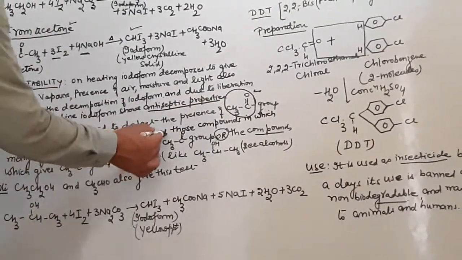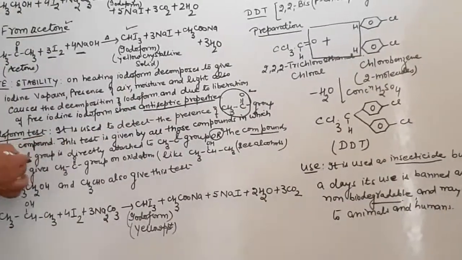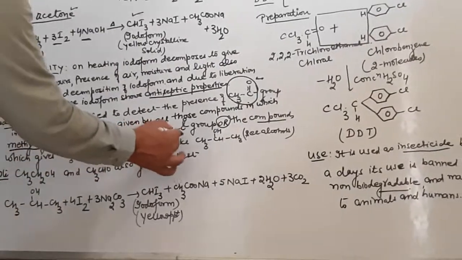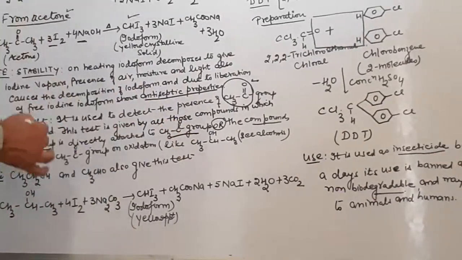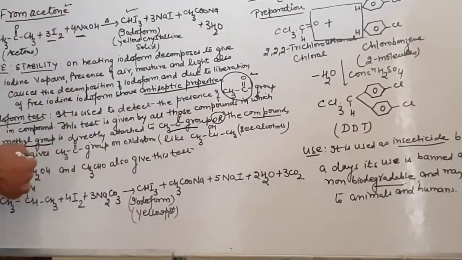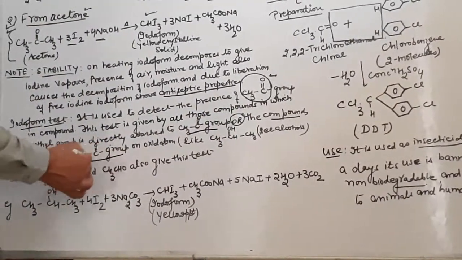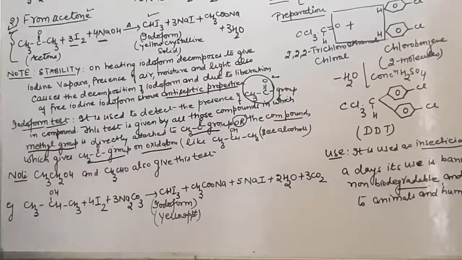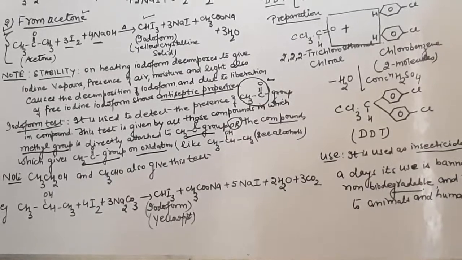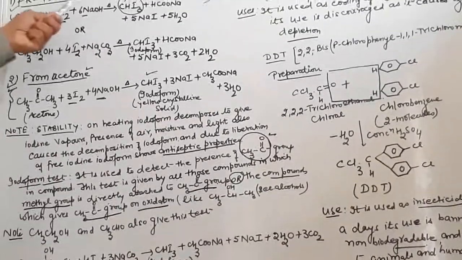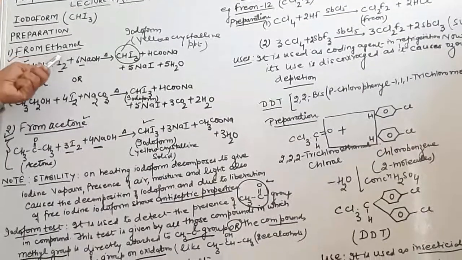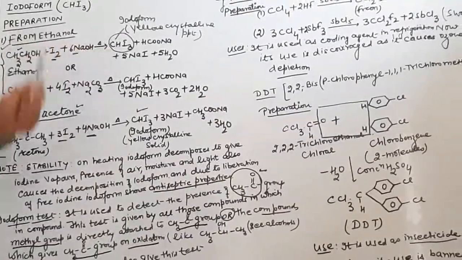This test is given by all those compounds in which the methyl group is directly attached to the aceto group. So all those compounds in which the methyl group is directly attached to the aceto group, or the compound which gives the aceto group on oxidation, correspond to the iodoform test. Amongst the alcohols, ethyl alcohol gives the iodoform test, and the reaction is written over here. Ethanol, when reacted with iodine and sodium hydroxide, forms iodoform.